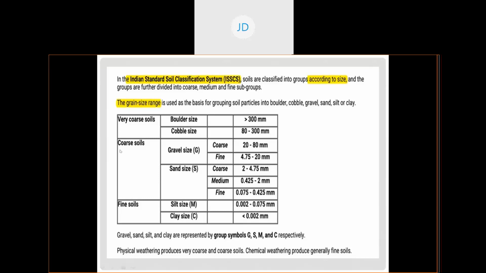And for coarse grained soil, it will be the opposite. If the majority of the soil sizes, that means more than 50% of soil sizes, are higher than 75 micron or 0.075 millimeter, that soil will be termed as coarse grained soil.